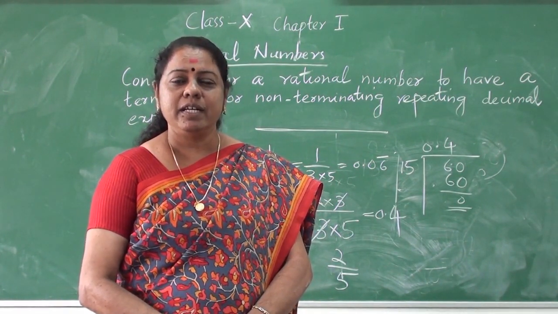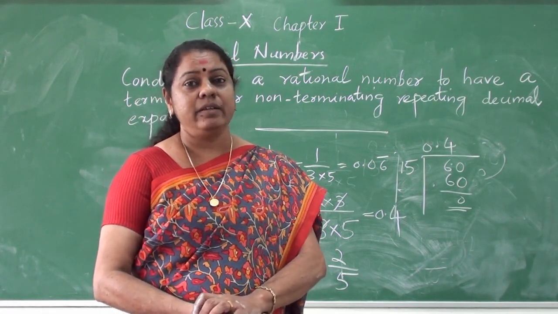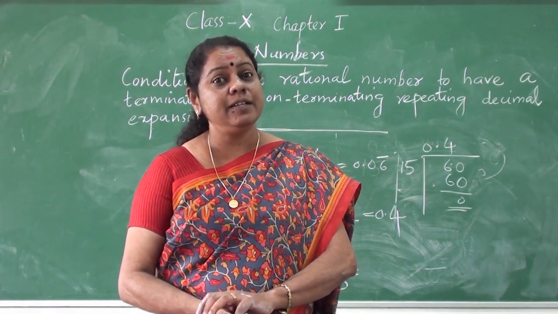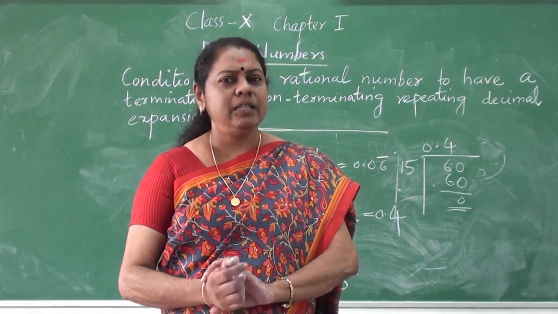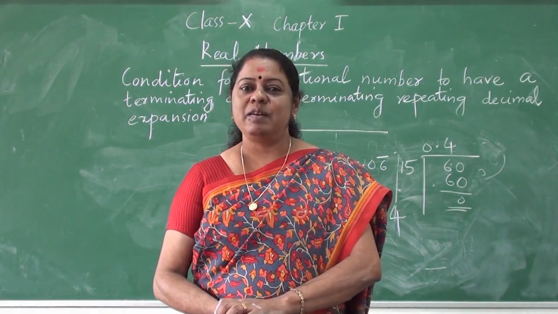That is, if p by q is in standard form and q has a factor other than 2's and 5's, then the decimal expansion is non-terminating repeating.